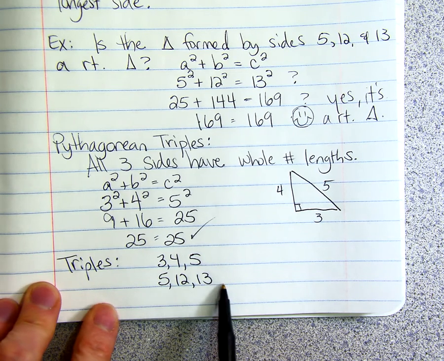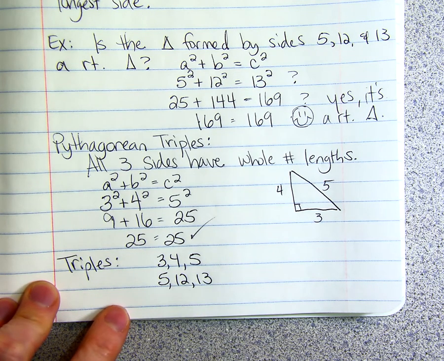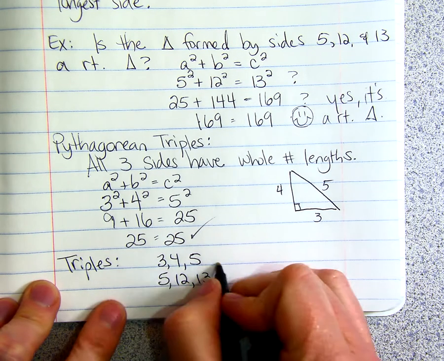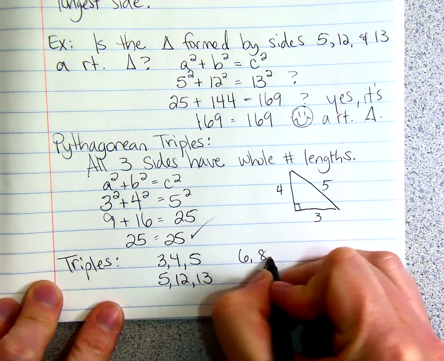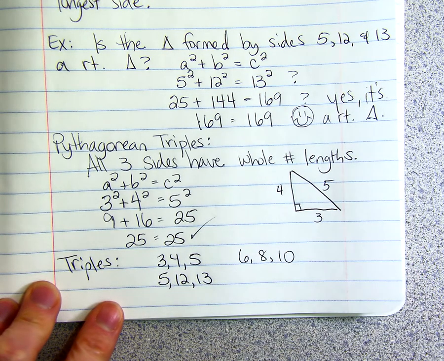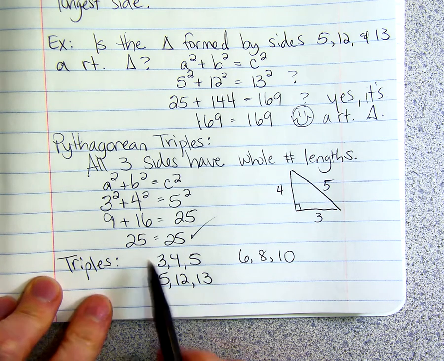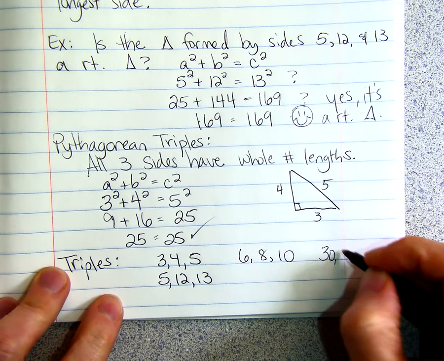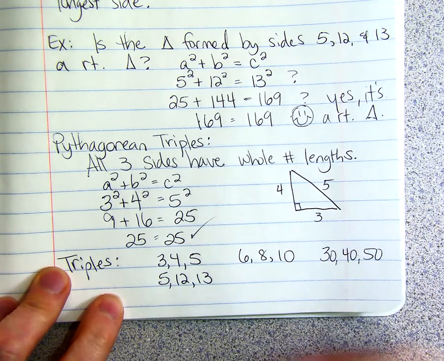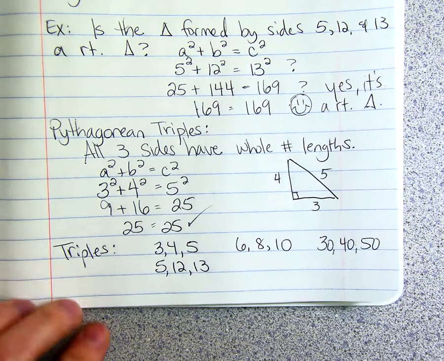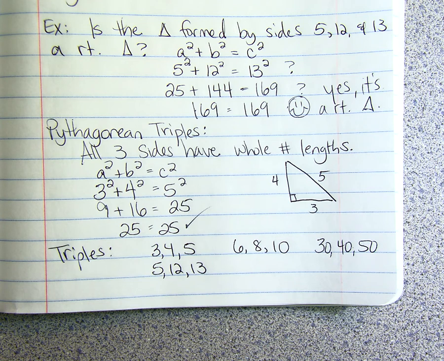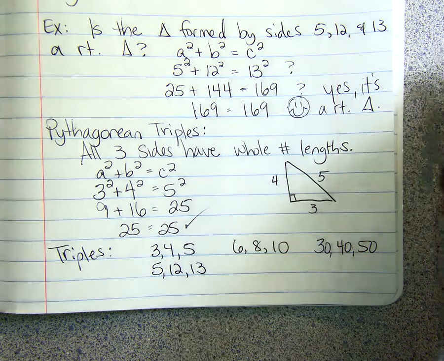If you multiply all three numbers by the same number, so let's say we doubled each of these numbers, 6, 8, 10. That's also a Pythagorean triple. Or we could times these by 10, a 30, 40, 50. That's also a triple. So if you take a multiple of a Pythagorean triple, it will also be a triple, but you have to multiply each number by the same number. Okay, that's the end of that lesson.